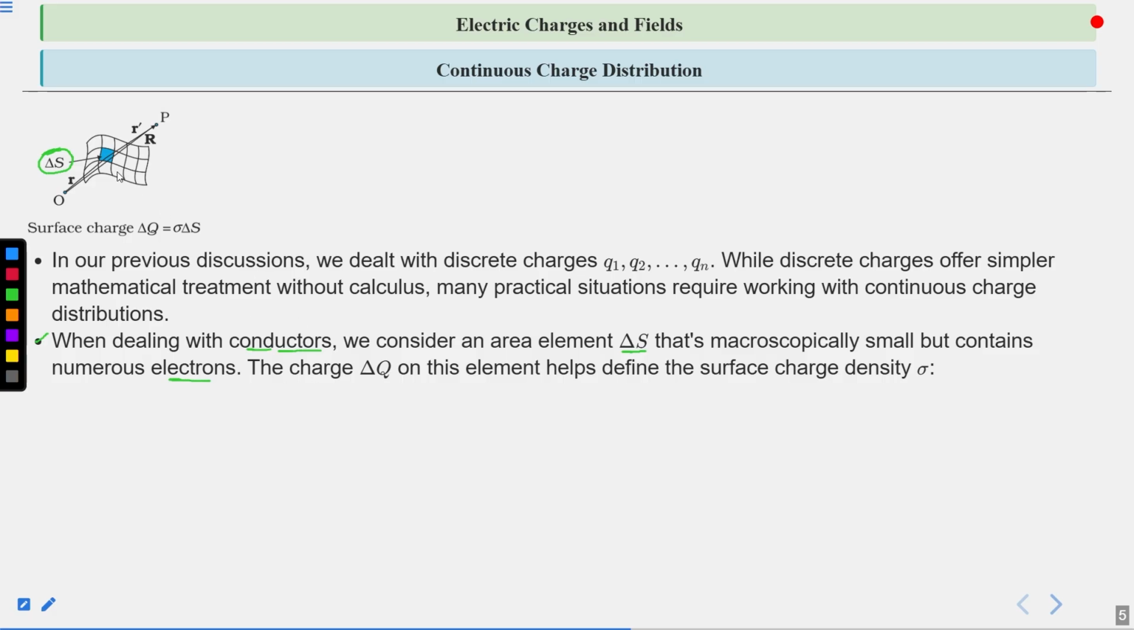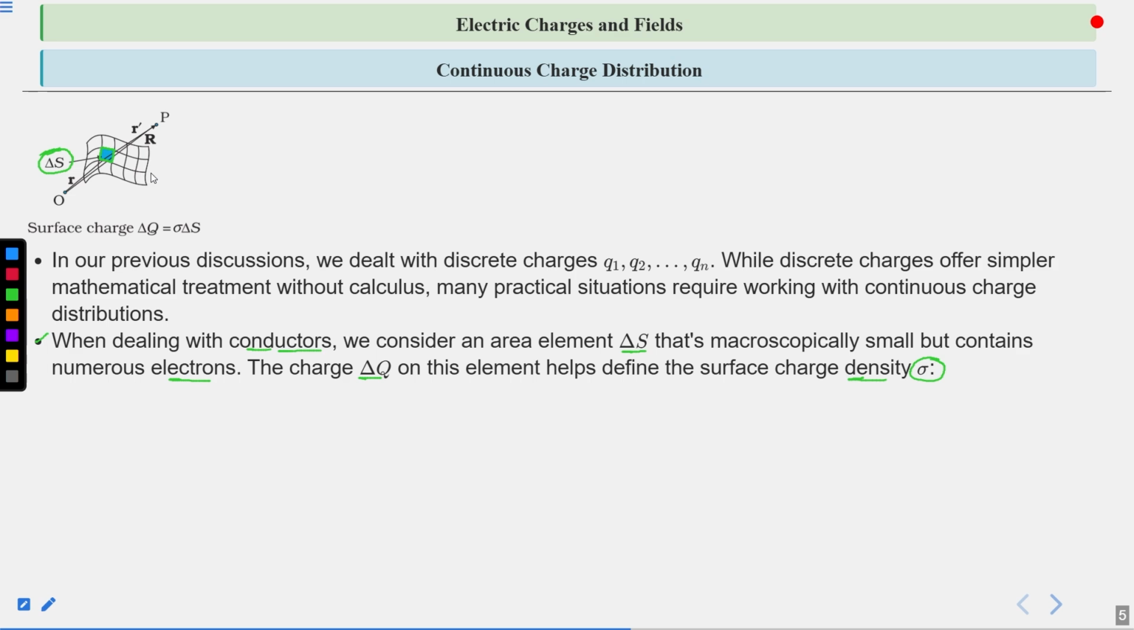And the charge delta Q on this element delta S helps define the surface charge density that is represented by sigma. Clear? So delta S is a small area element and the charges are spread along this area element. Now how much is the charge in this delta S region?